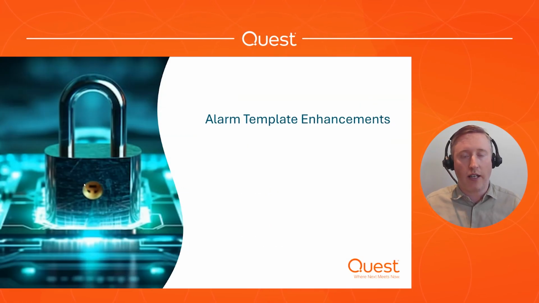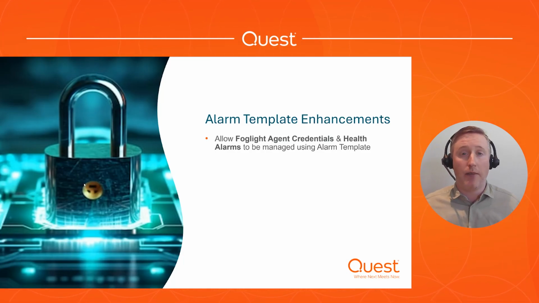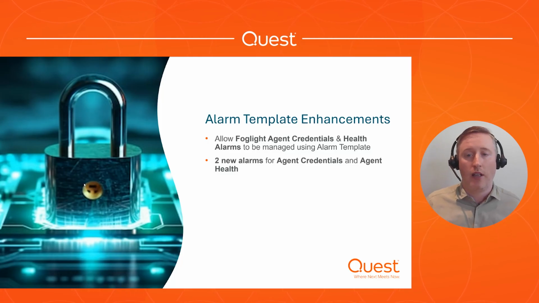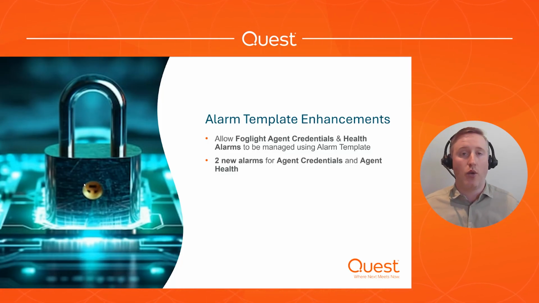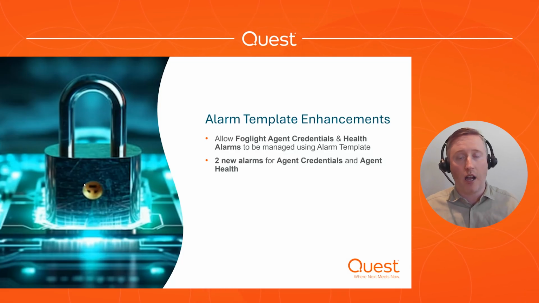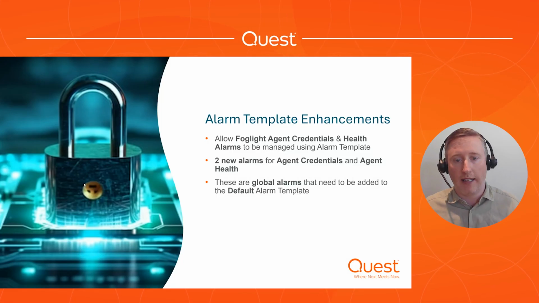Okay, so the next feature, again, this will be a quick one, alarm template enhancements. A couple of new alarms that are specific to Foglight management as opposed to the monitored instances, looking at agent credential and agent health. So two new alarms. We scan for agent credentials. So if the credentials the agent is using to connect to the monitored instance expire or get locked or anything like that, it will trigger this alarm. We have another alarm looking at agent health as well. So if the agent is anything other than healthy, it will flag that as well.